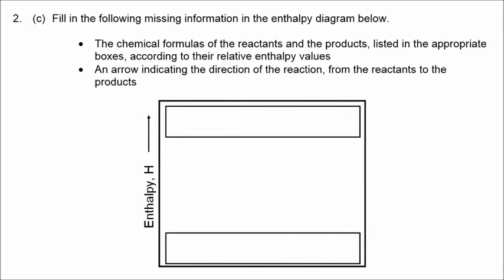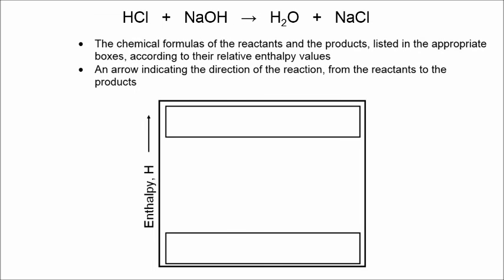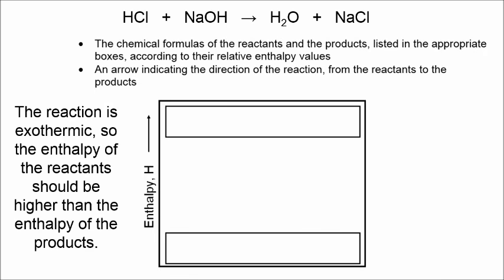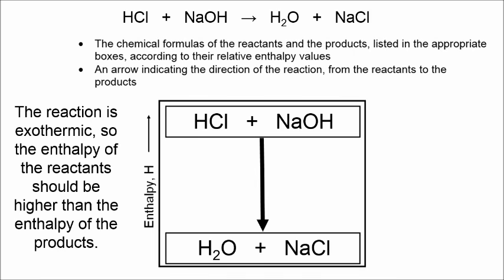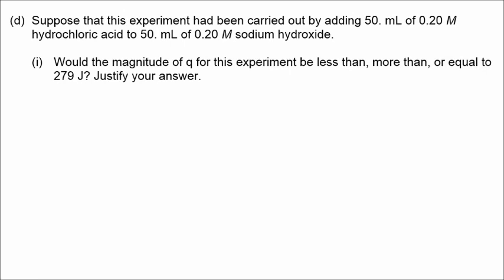Now we have to fill in the missing information in an enthalpy diagram. We know that the overall equation is HCl plus NaOH to produce water and sodium chloride. Because it is an exothermic reaction, the enthalpy of the reactants should be at a higher level than the enthalpy of the products. So we're going downhill from top to bottom, and so we show the arrow indicating the direction of the reaction from reactants to products.